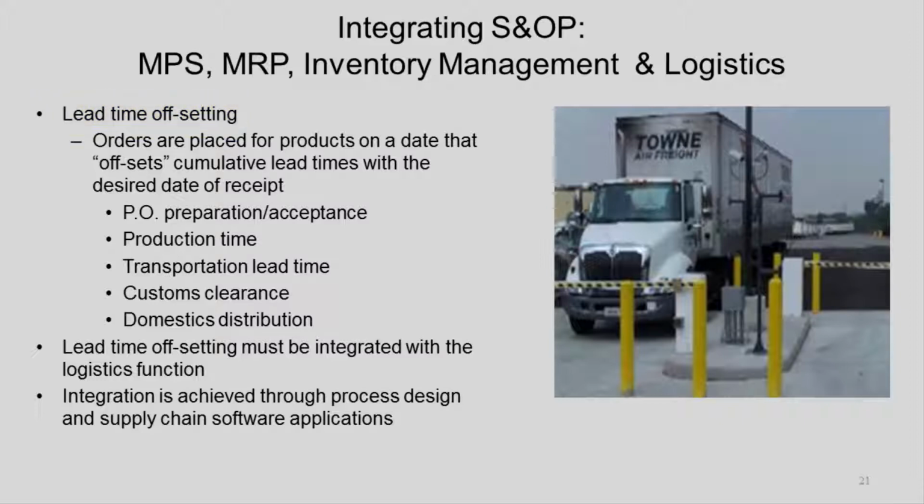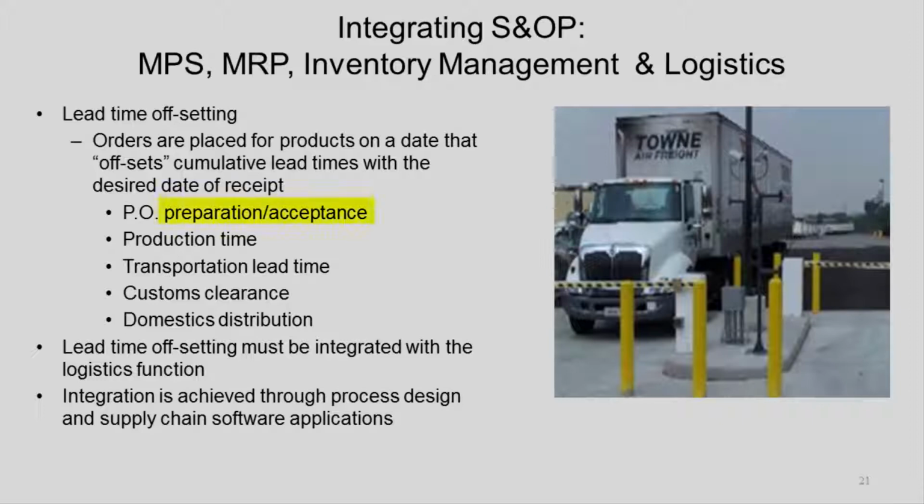So orders, and we're talking about purchase orders here for raw materials, are placed for product on a date that offsets cumulative lead times. And we defined cumulative lead times earlier, so that should be fairly clear. We'll continue to add meaning to cumulative lead time, but it should be pretty straightforward for now. So we're trying to offset the date that we place a purchase order with the desired date of receipt. One of the important things we need to know, obviously, are the components of that cumulative lead time. And in our sub-bullet points, we can point some of those out.